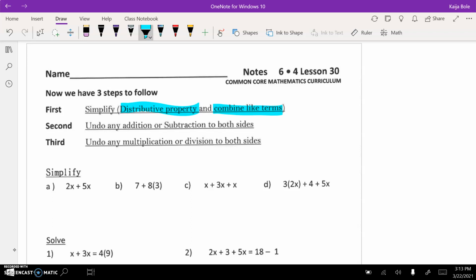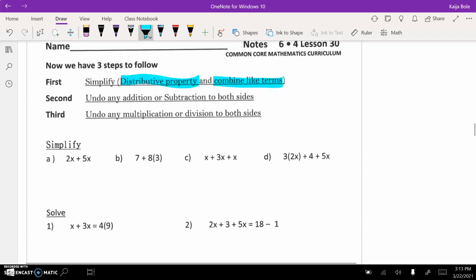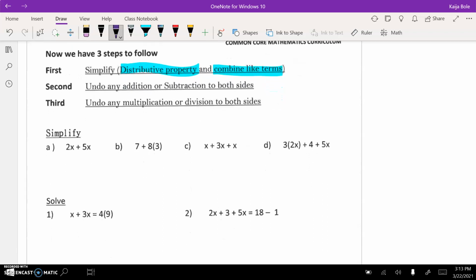Then you undo the addition or subtraction. Then you undo the multiplication or division. So the top part here is just about simplifying, so combining like terms. So if I have 2x's and then I add on another 5x's, that would leave me with 7x's in total.